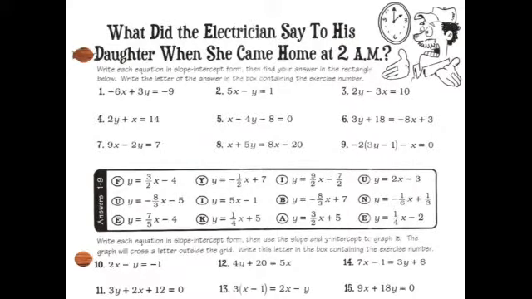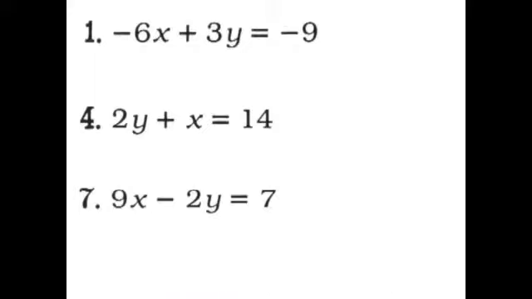Alright, time for the solutions for the "what did the electrician say to his daughter when she came home at 2 a.m." worksheet. In this first section, you're just solving them all for y. In the next section, you're also doing that, but you need to graph them. But these ones, just solve for y, and that's all you do.